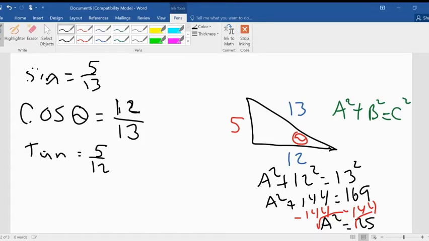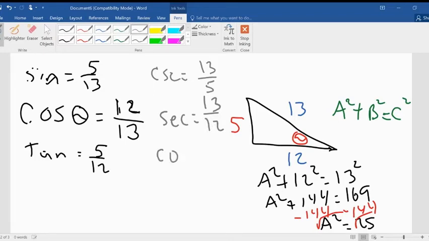So now we can find our other 3. So cosecant will be 13 over 5. Secant will be 13 over 12. And then cotangent will be 12 over 5. Okay, once you got all that, again, you should be all right.